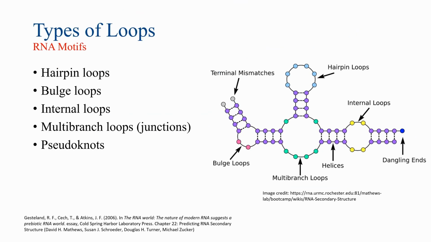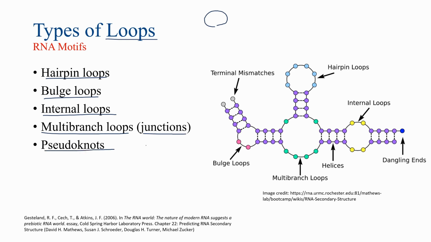The rest of the other RNA motifs that I'm going to discuss are actually all loops. So you can imagine what a loop would look like. It's basically where you have an RNA sequence that is forming some kind of a loop. The RNA motifs that have loop shapes include the hairpin loops, the bulge loops, the internal loops, the multi-branch loops, which are also called junctions, and the pseudoknots.